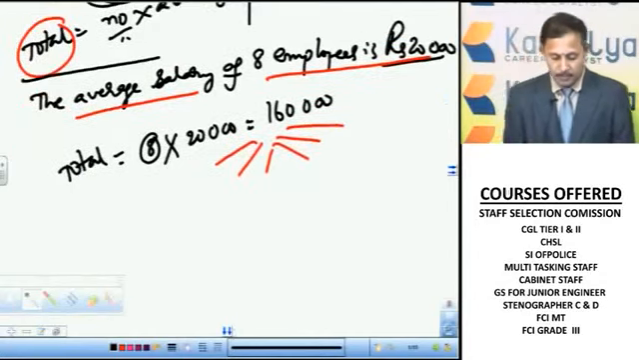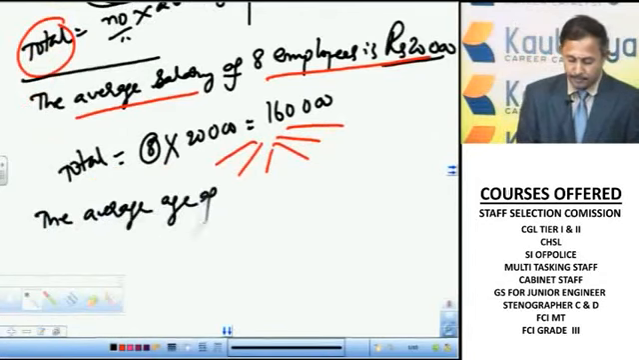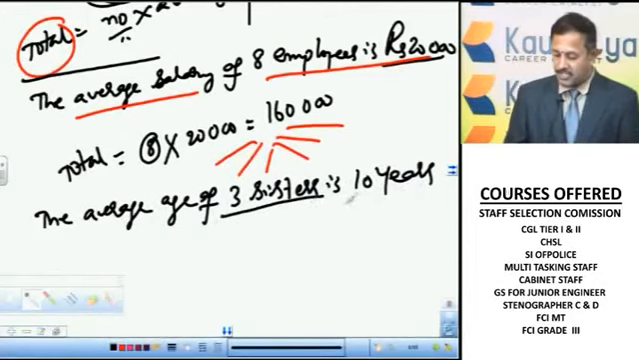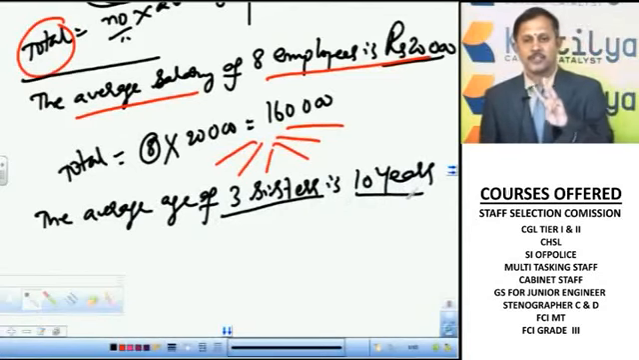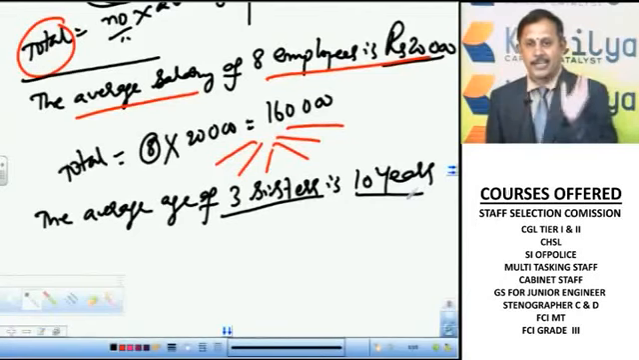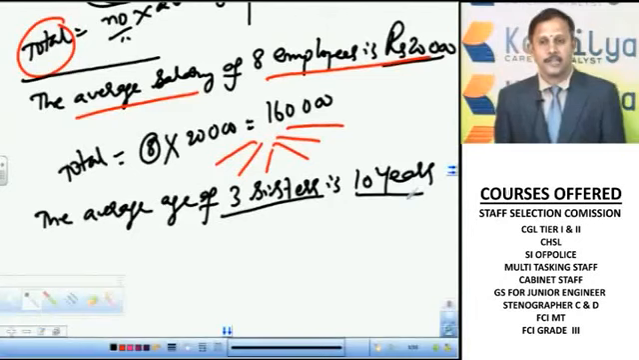Next, one more example. The average age of 3 sisters is 10 years. So there are 3 sisters in the group and their average age is given as 10 years. But it doesn't mean the age of each one is exactly 10 years, right?